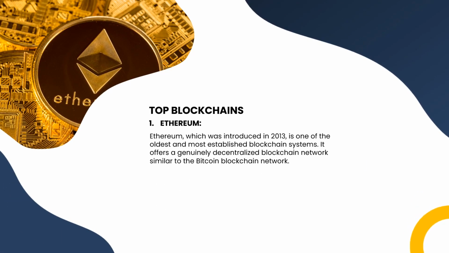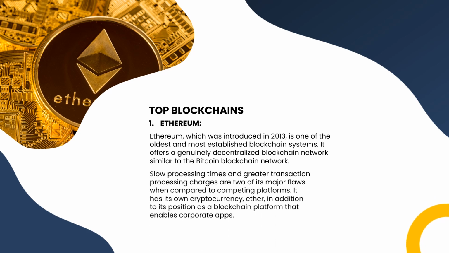Top blockchains. One. Ethereum. Ethereum, which was introduced in 2013, is one of the oldest and most established blockchain systems. It offers a genuinely decentralized blockchain network similar to the Bitcoin blockchain network. Slow processing times and greater transaction processing charges are two of its major flaws when compared to competing platforms. It has its own cryptocurrency, Ether, in addition to its position as a blockchain platform that enables corporate apps.